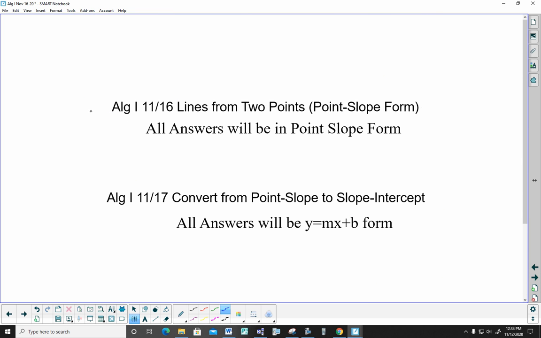So this is the first assignment for the Monday or Tuesday. All the answers will be in point-slope form. The second one that I just did here, all the answers will be in slope-intercept form. So point-slope again is this one. Slope-intercept is this one. Okay? Thanks for your time.